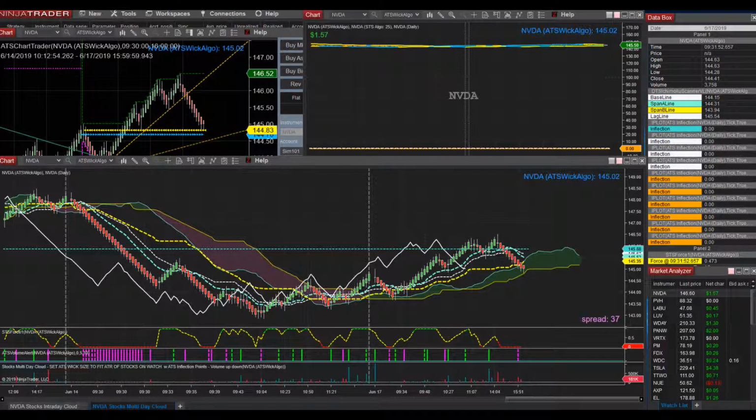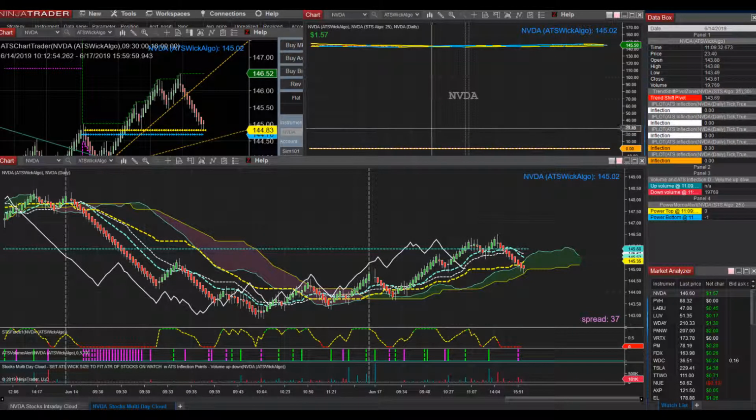Okay, we're going to take a look at the multi-day and intraday cloud that has the inflection points on it, and the color coding is the same on all charts. I got an opportunity here. I like to show this as often as possible. We show it on the website.